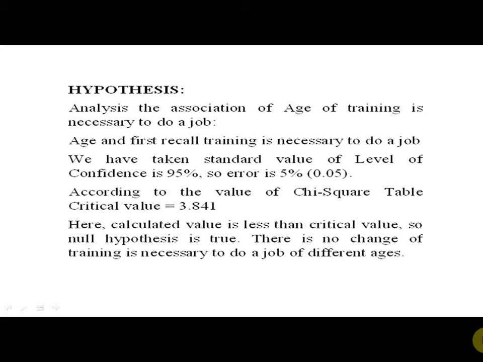Here the calculated chi-square value is 3.23. We have taken the standard level of confidence as 95%, so the error is 5%. According to the chi-square table, the critical value is 3.841. Here the calculated value is less than the critical value, so the null hypothesis is accepted. There is no change in training being necessary to do a job for different ages.